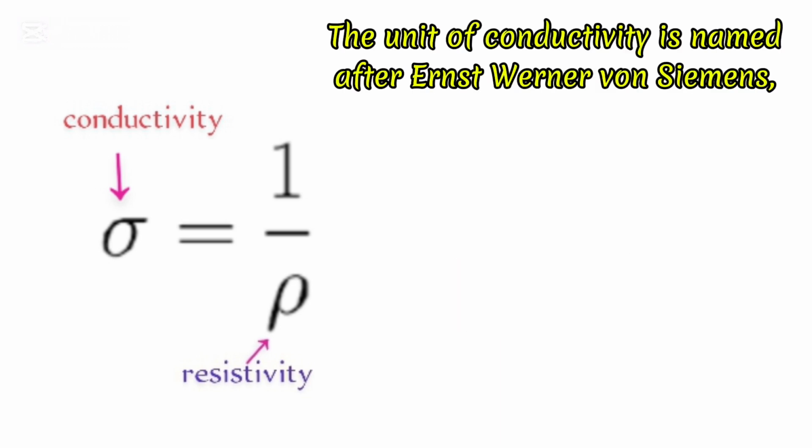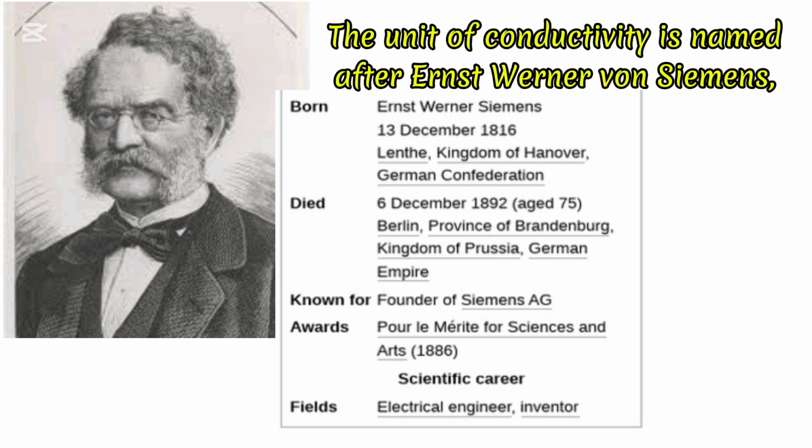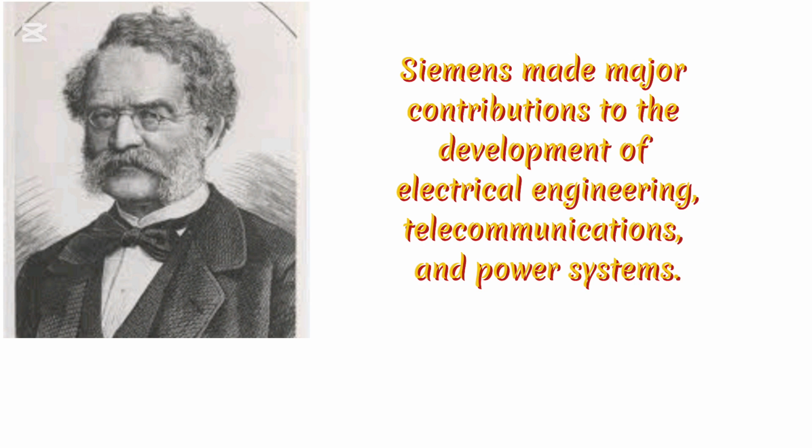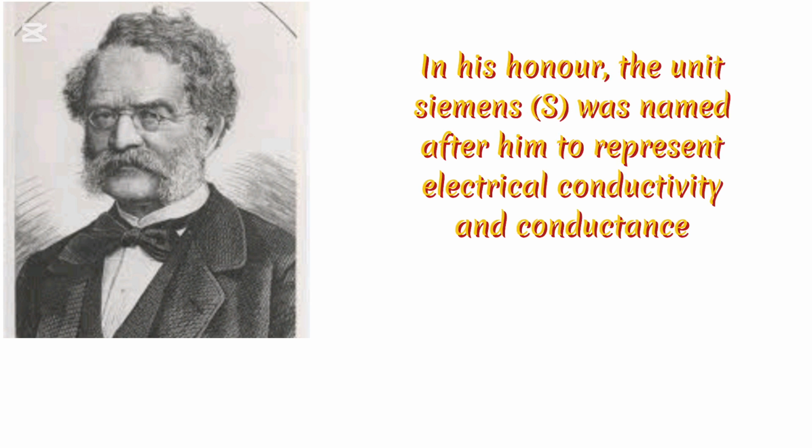The unit of conductivity is named after Ernst Werner von Siemens, a famous German electrical engineer and inventor. Siemens made major contributions to the development of electrical engineering, telecommunications, and power systems. In his honor, the unit Siemens was named after him to represent electrical conductivity and conductance.